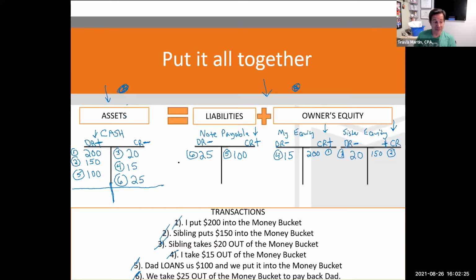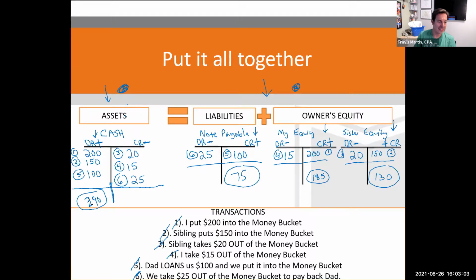Start on the positive side, whatever side's the positive side that we're looking at. Add those up and then subtract out the other side. We should end up with a positive balance in every account. $75, $185, $130, and we have, what was it, $390? Ooh, man, that got messed up. 390.